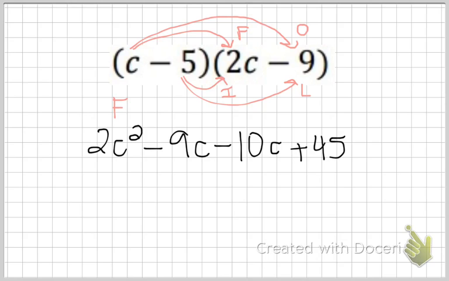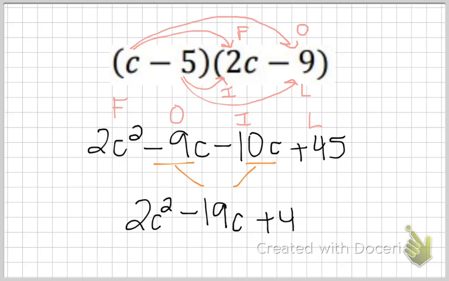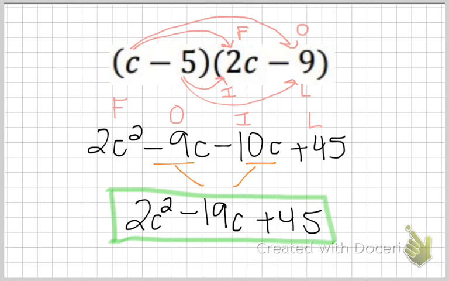So again, this was a product from our outer terms, this was a product from our inner terms, and this was a product from our last terms. We already multiplied what we could, now we got to add or subtract like terms. So this one with this one, we have a negative 9 minus 10, and that gives us a negative 19c. Bring down the 2c squared, bring down the 45, and this is our simplified expression.